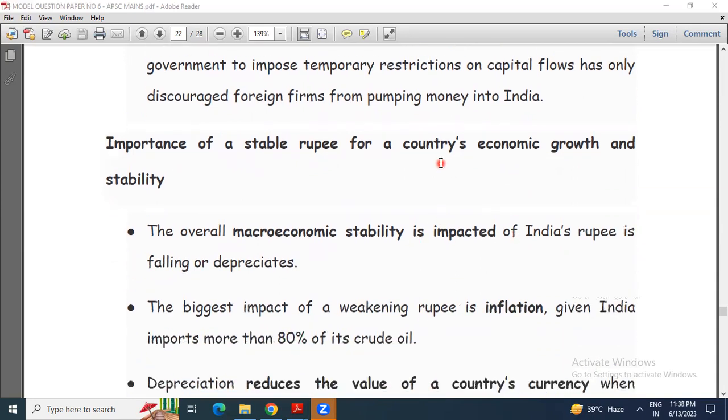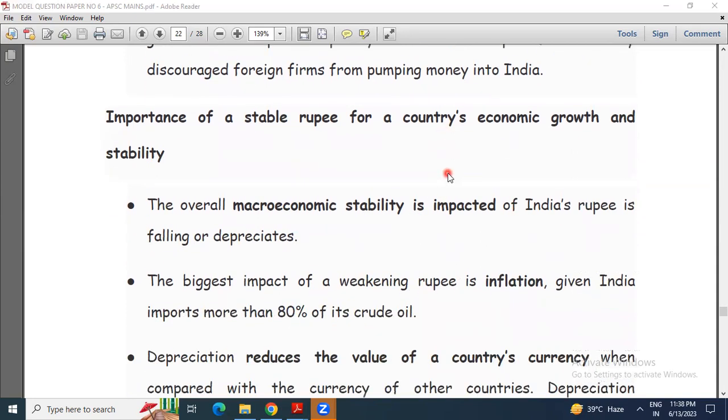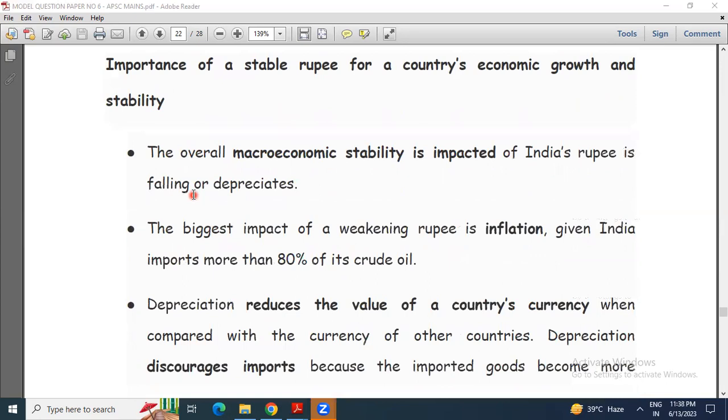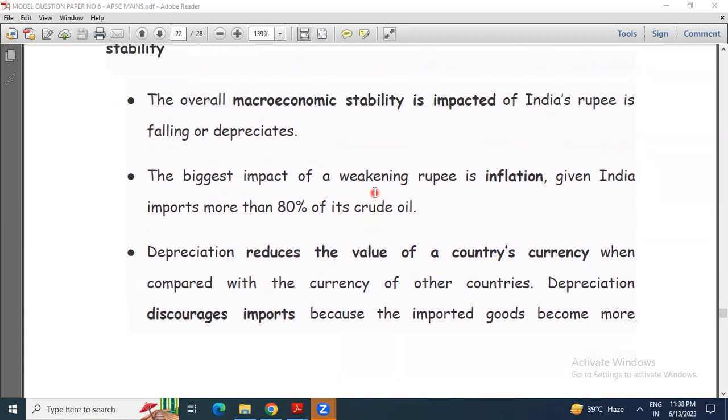Then importance of a stable rupee for a country's economic growth and stability. The overall macroeconomic stability is impacted if the Indian rupee is falling or depreciated. And the biggest impact of a weakening rupee is inflation, given India imports more than 80% of its crude oil.